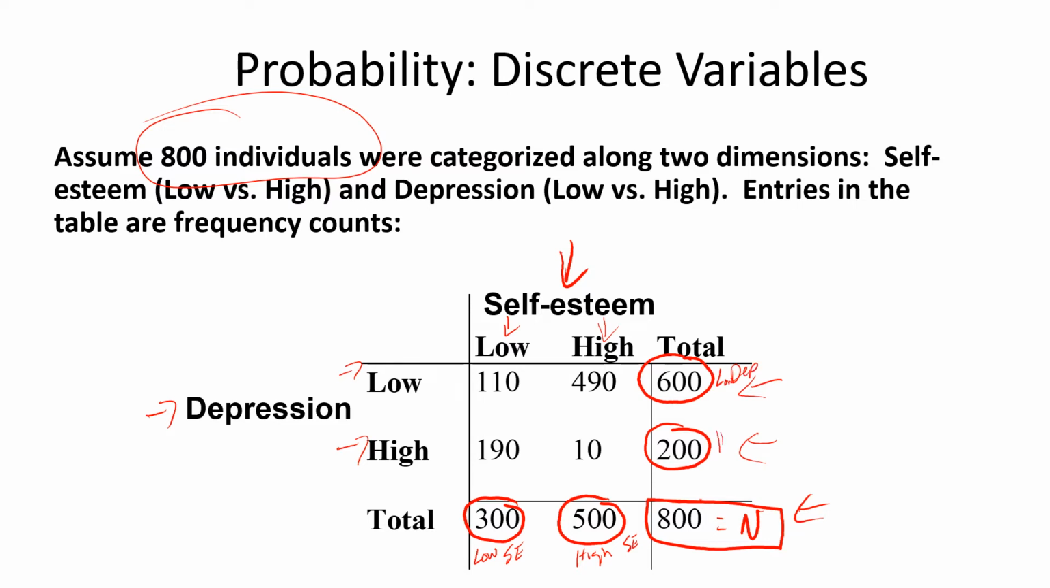Low depression and high depression. We've got low depression and high depression, low self-esteem and high self-esteem. That is the variables by themselves.